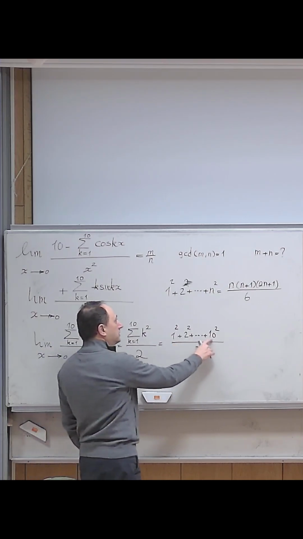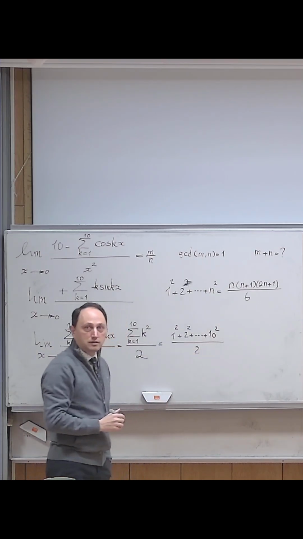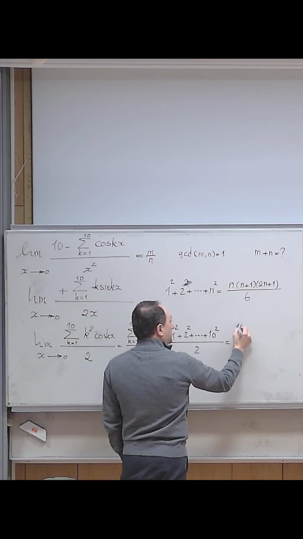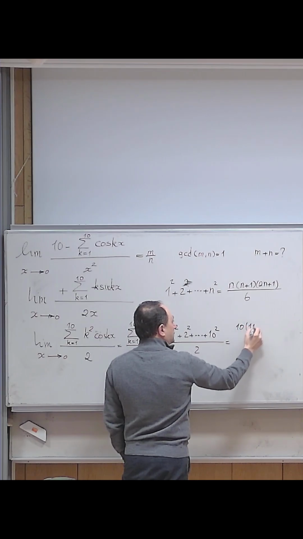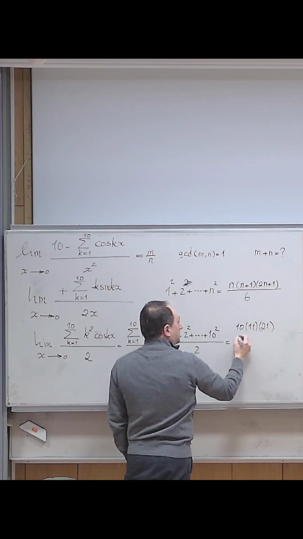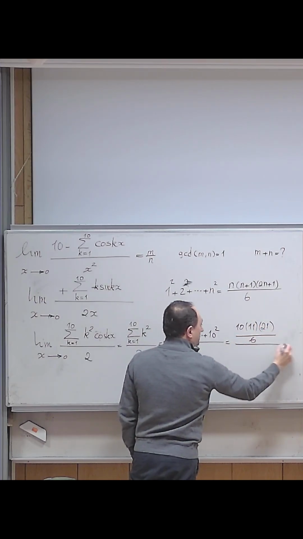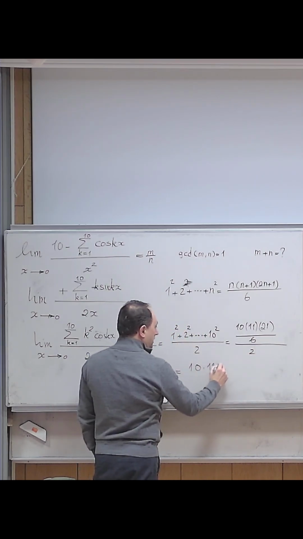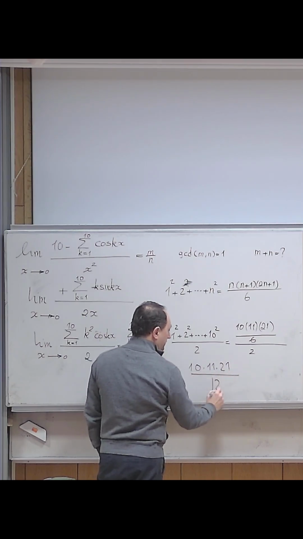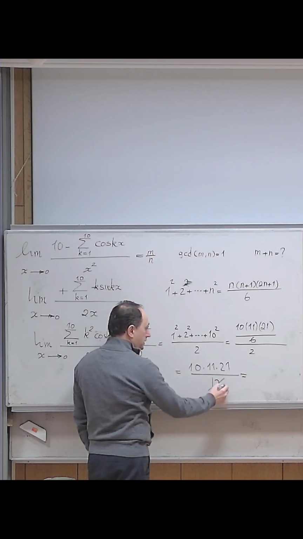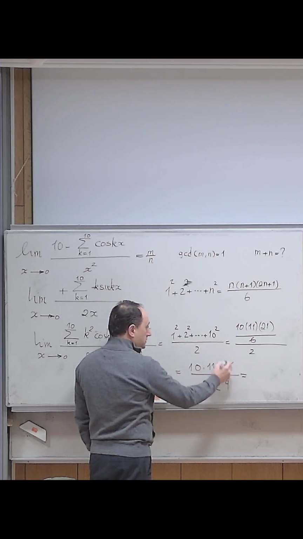If I compare this with this sum, I realize that in this problem n is 10. So I put 10 there. So it becomes 10 times 11 times 2 times 10 plus 1, 21, divided by 6, and then divided by 2. So this becomes 10 times 11 times 21 divided by 12. Let me simplify that. I simplify this by 3. It becomes 4, and this becomes 7.